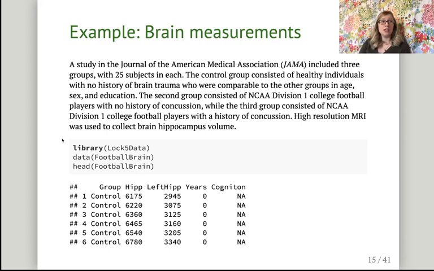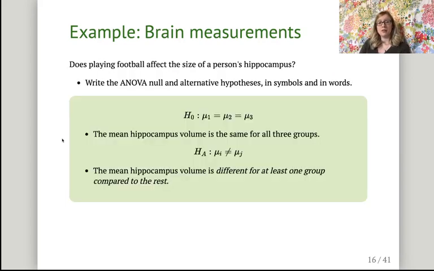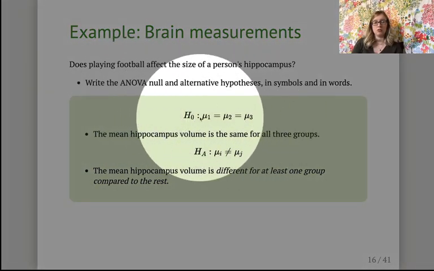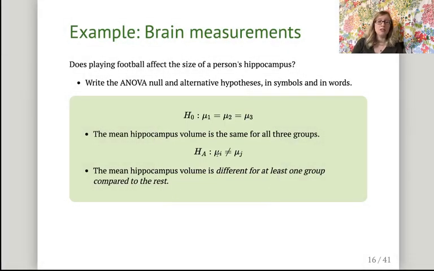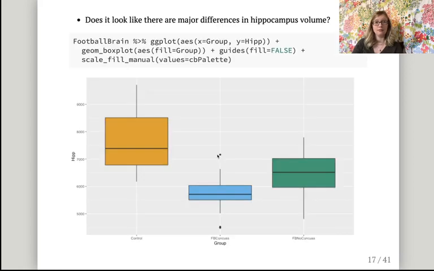Now we want to use an ANOVA test to look at an overall measure of differences. So here's our research question. Does playing football affect the size of a person's hippocampus? Our null hypothesis is that the mean hippocampus volume is the same for all 3 groups, so mu1 is equal to mu2 is equal to mu3. The alternative is that the mean hippocampus volume is different for at least one group compared to the rest.